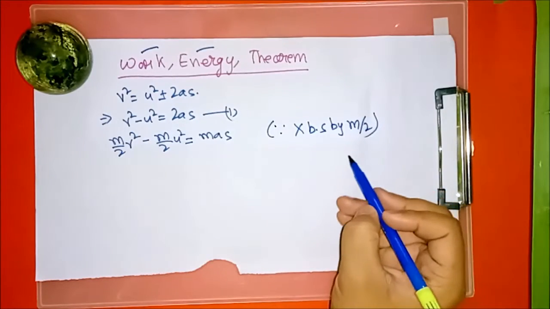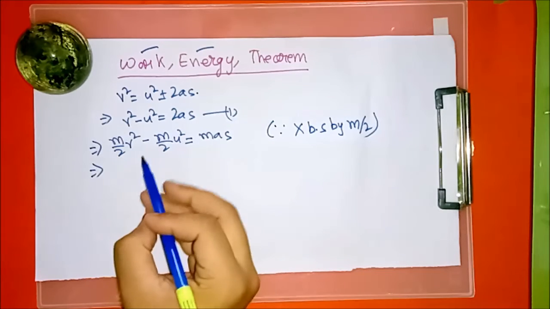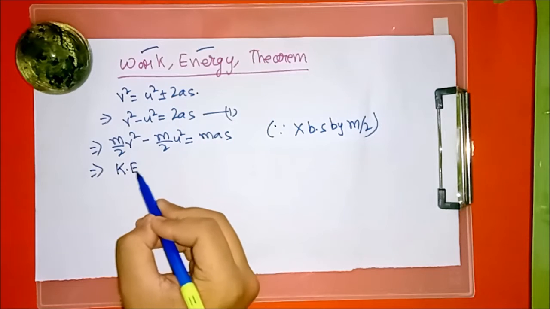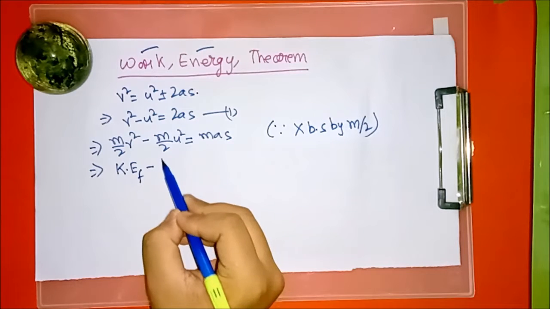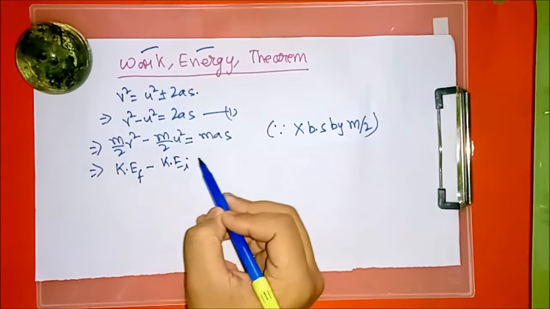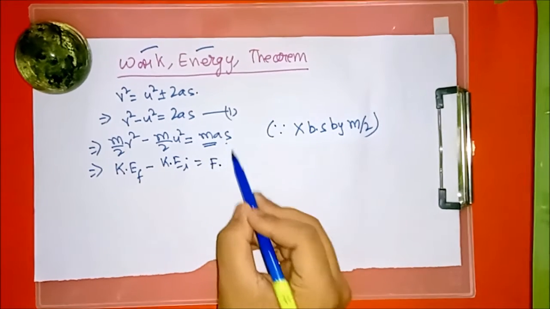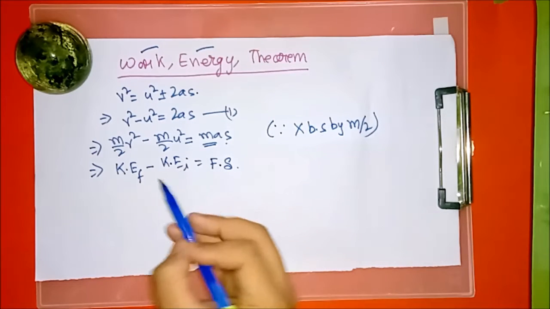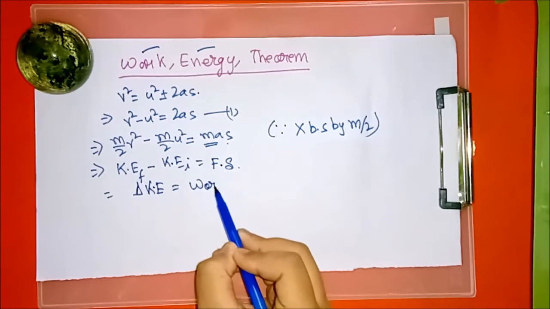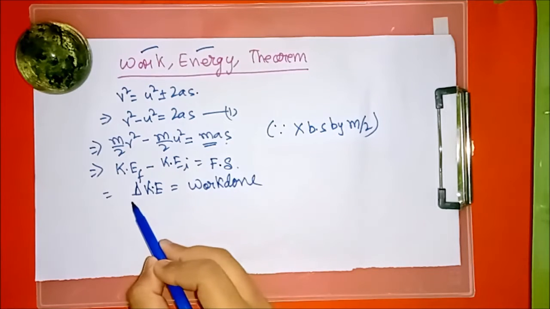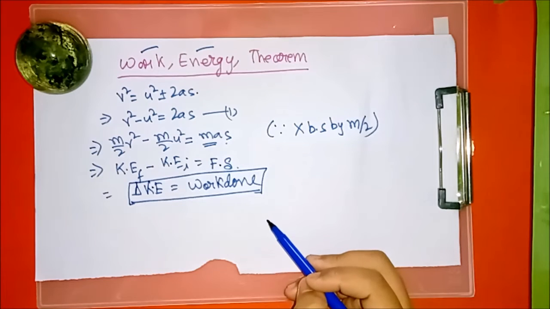Multiplying both sides by m by 2, what we are getting is half mv square, which is equal to kinetic energy, and this half mu square is equal to initial kinetic energy. And this m dot a is equal to force, and this s is equal to displacement. So what we are getting is that change in kinetic energy is equal to work done, which is nothing other than the work energy theorem. This is everything about the work energy theorem's derivation.